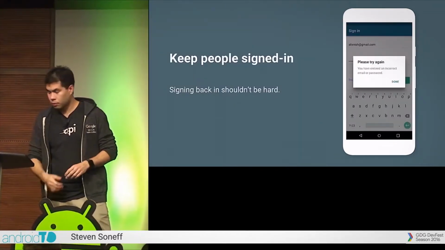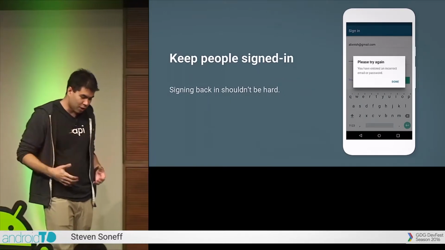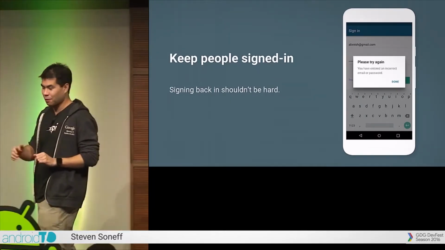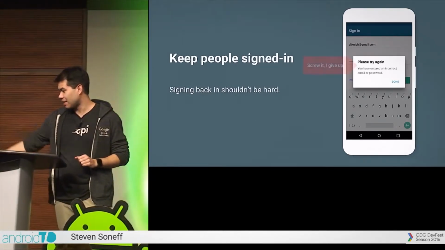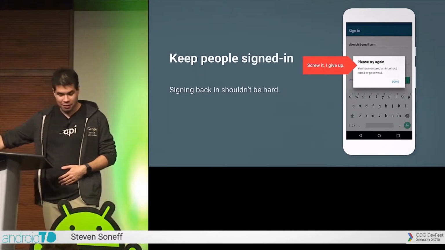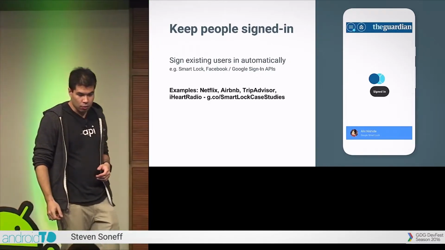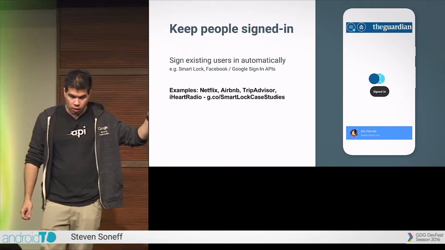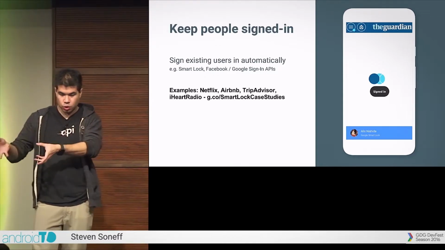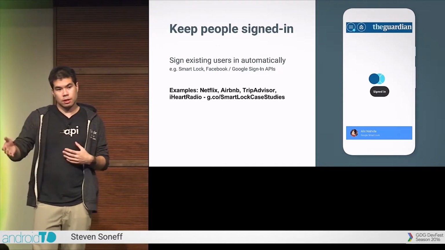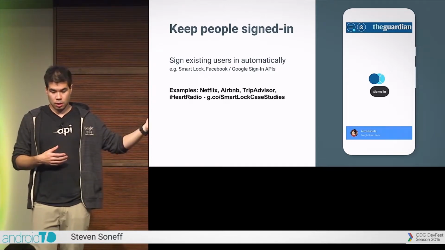Okay, so the next trick here is, once you've got somebody signed up, let's keep them signed in and not let them have to go through that experience again. The main idea here is that you can use a couple of nice APIs on Android, like Smart Lock that I mentioned, which lets you retrieve people's saved passwords from Chrome, from previous saves in the Android app, and sign them in automatically.